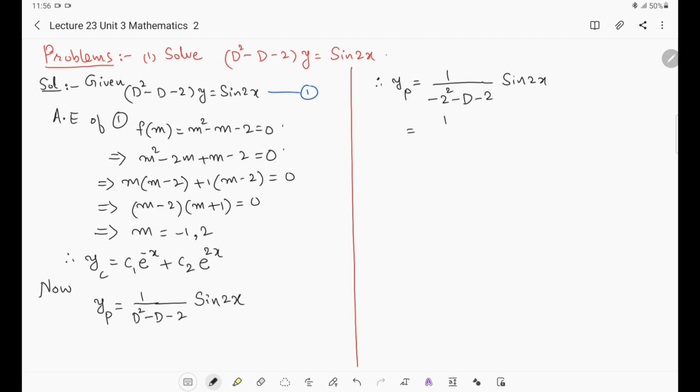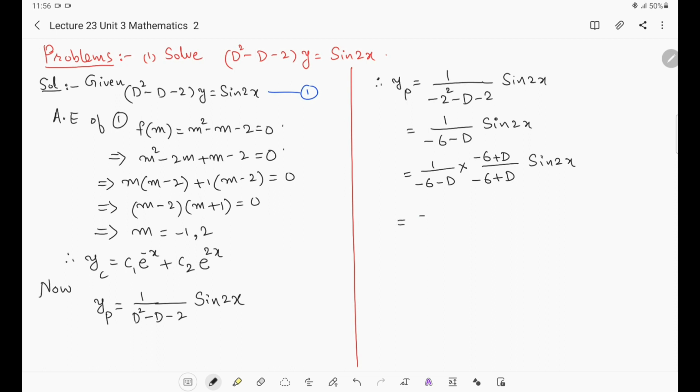Right? Then simplify this. What will happen? 1 by, you see here minus 4 we will get here and minus 2. So, minus 4 minus 2 is minus 6 minus D into sin 2x. Now, here we are having D. In the procedure I told you that wherever D is there, try to make that as D square. For making this D as D square, let us rationalize this. What we are going to do? We will rationalize this. So, minus 6 plus D, and here also minus 6 plus D into sin 2x. We are multiplying and dividing with minus 6 plus D.